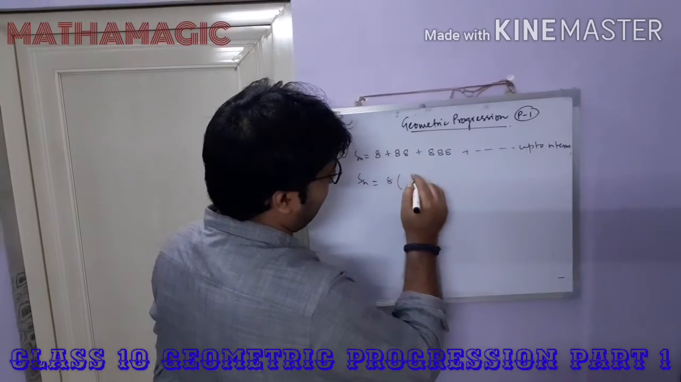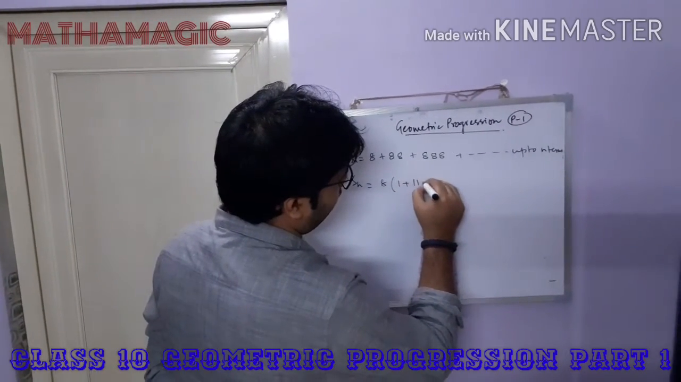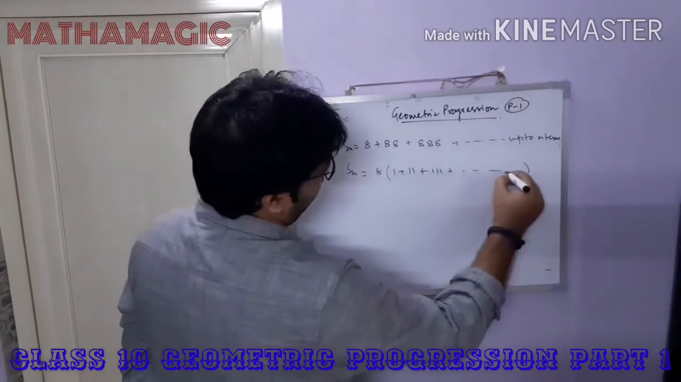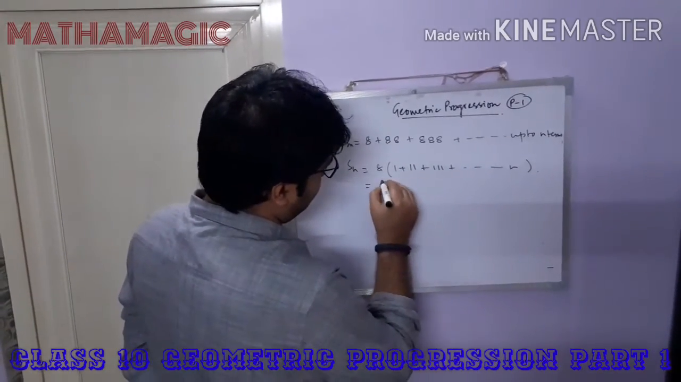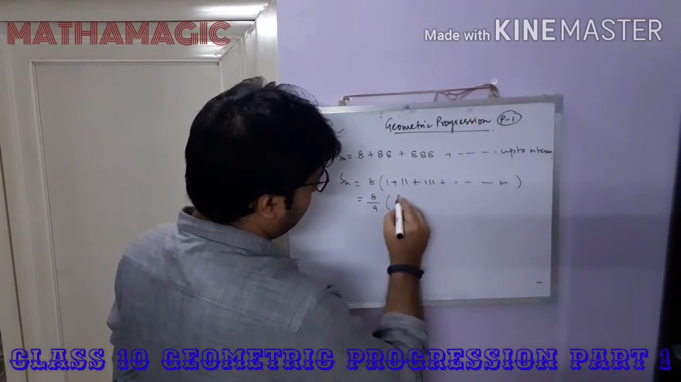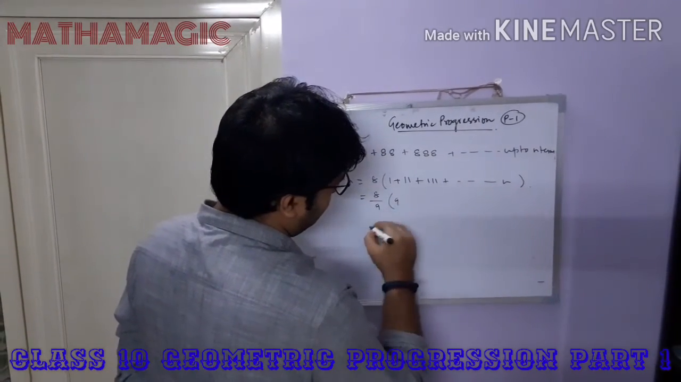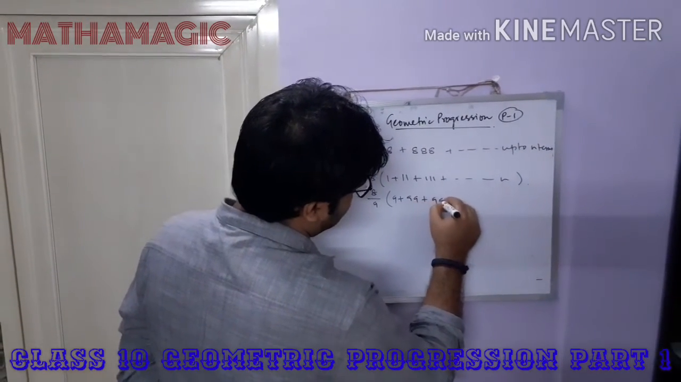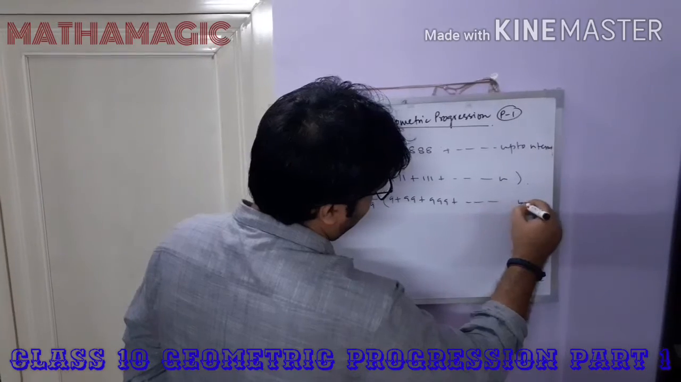So first we will take 8 as common, so it will become 1 plus 11 plus 111, and this will go on up to n terms definitely. So next step we will take 9 in the denominator, so we have to multiply by 9 here in order to maintain the consistency. So 9 plus 99 plus 999 plus dot dot dot up to n terms.